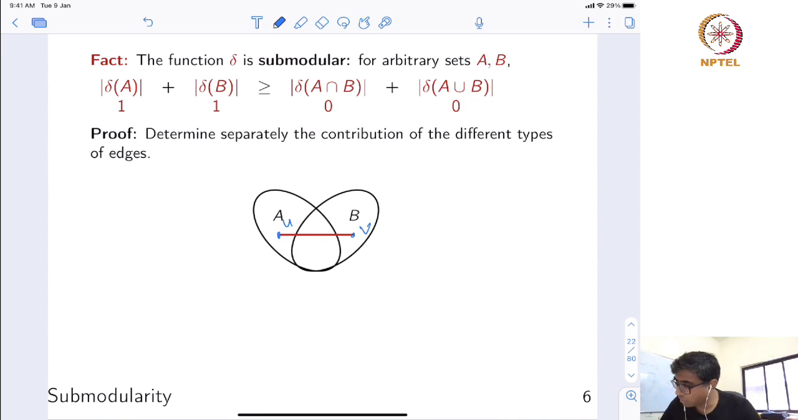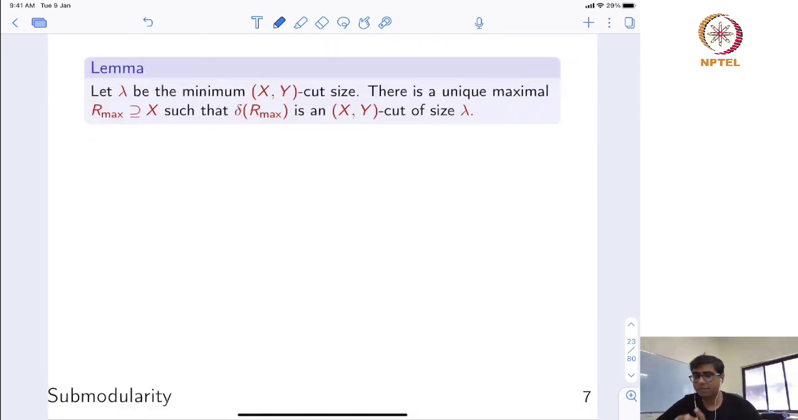Now we will use this property of submodularity to prove an interesting property about the function. Let lambda be the minimum xy cut size. Then there is a unique maximal R max which contains x, such that delta R max is an xy cut of size lambda. Now what is the meaning of this? Let's try to parse this.